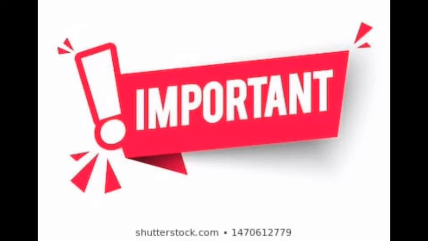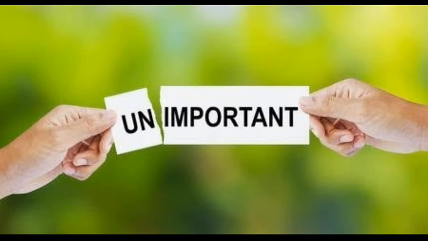But when we add un, it becomes unimportant. So un is a prefix in unimportant. So the prefix is not im, because a lot of children make these mistakes over and over again. But the prefix is not im as in important, but un in unimportant, meaning not important.